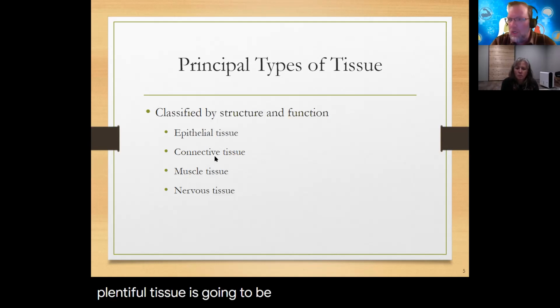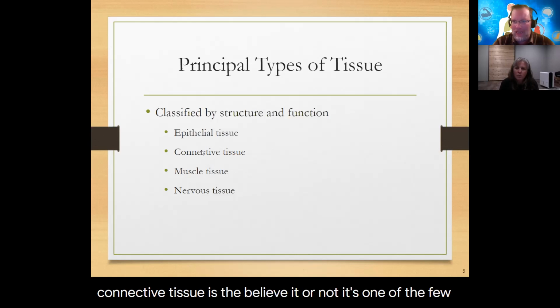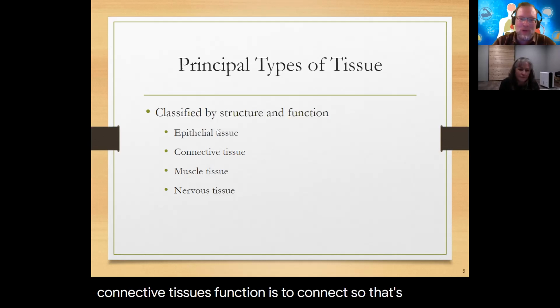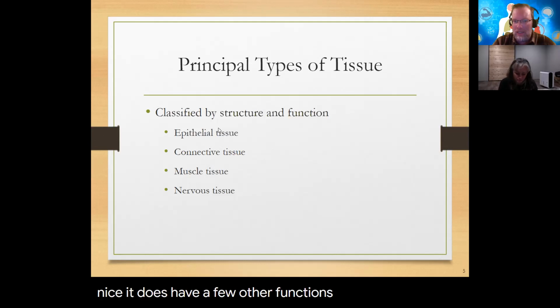And then the most probably ubiquitous, most spread out, most plentiful tissue is going to be the connective tissue. Believe it or not, it's one of the few terms in anatomy that actually kind of makes sense. Connective tissue's function is to connect, so that's kind of nice. It does have a few other functions, but it does link epithelial and muscle tissue together. So we'll take a look at connective tissue in quite a bit more detail.